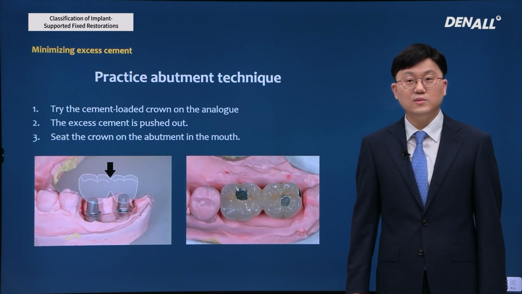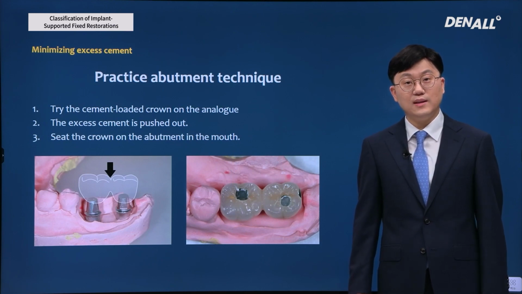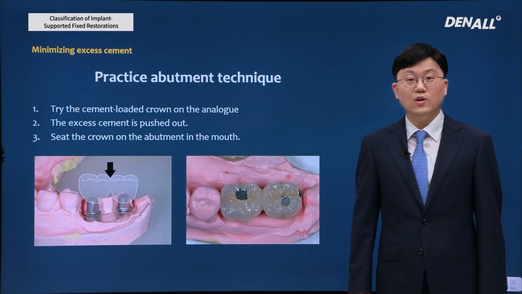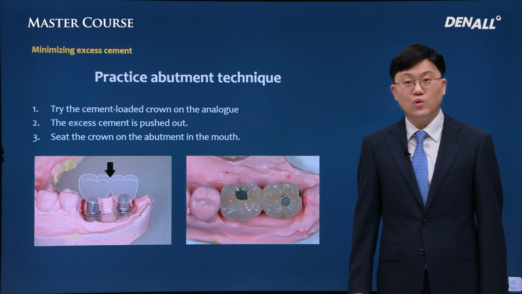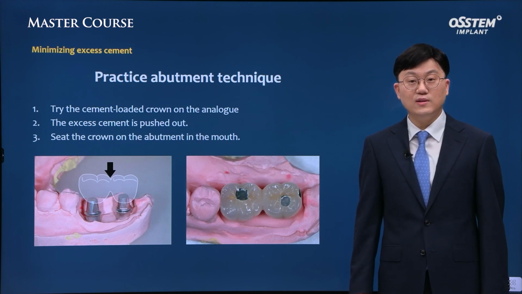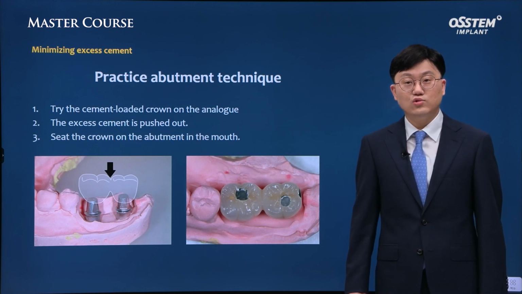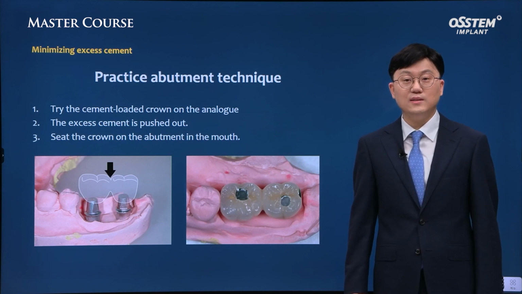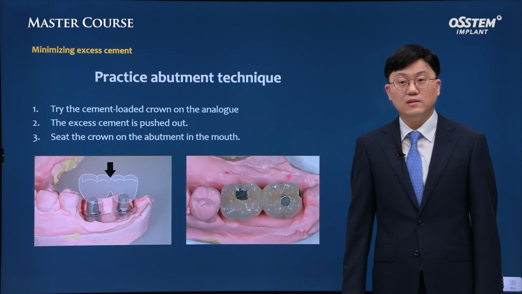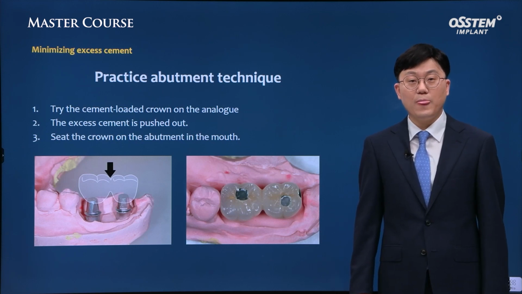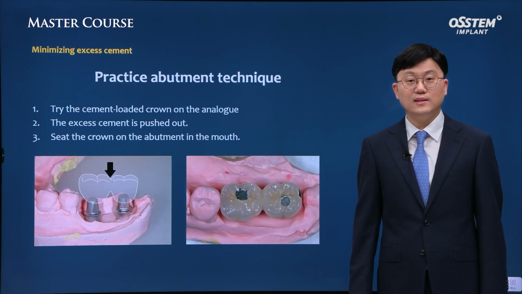Next, we can utilize practice abutment technique. The crown with cement is placed on the abutment analog and excess cement is removed first. After that, crown is set on the abutment in the oral cavity. This is a good method, but you need to use a stock abutment and abutment analog. This is a downside.